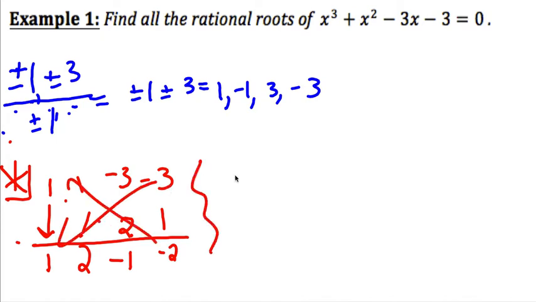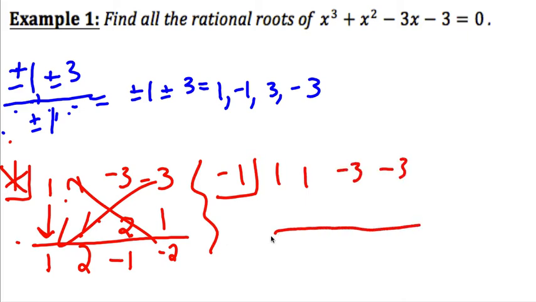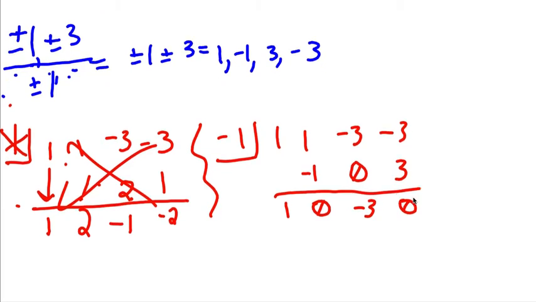All right, next one, -1. 1, 1, -3, -3. Bring down the 1, times -1 is -1. 1 plus -1 is 0. Times -1 is 0. -3 plus 0 is -3. Times -1 is 3. -3 plus 3 is 0. So we are good there, right? We got a remainder of 0.